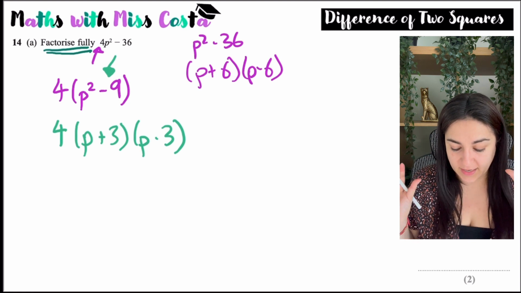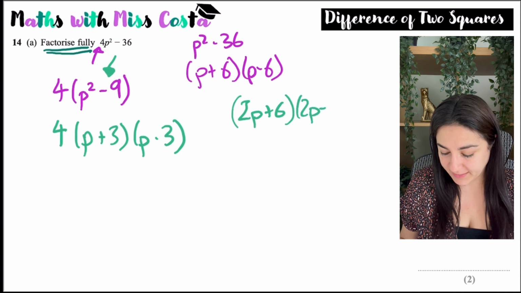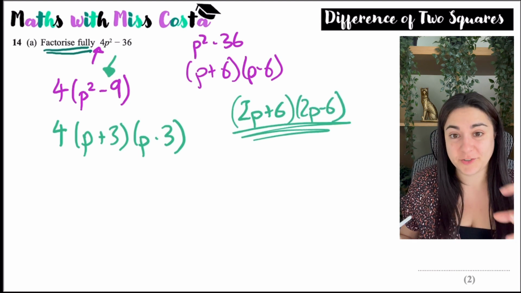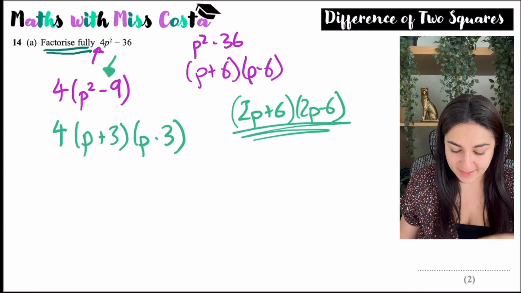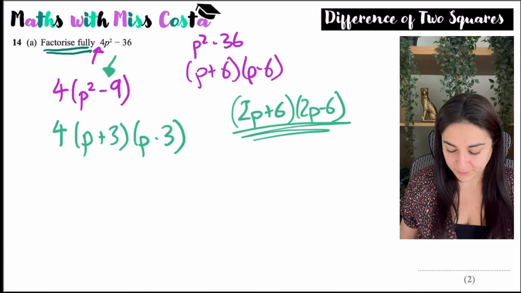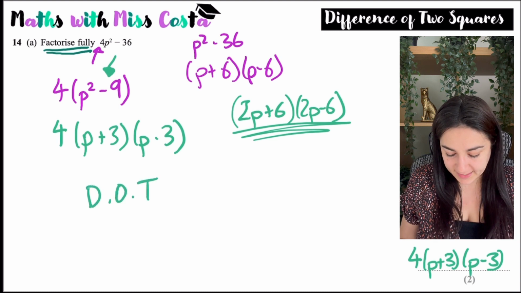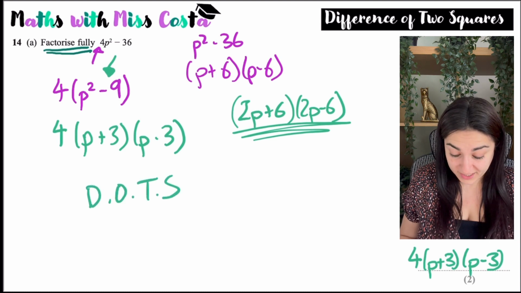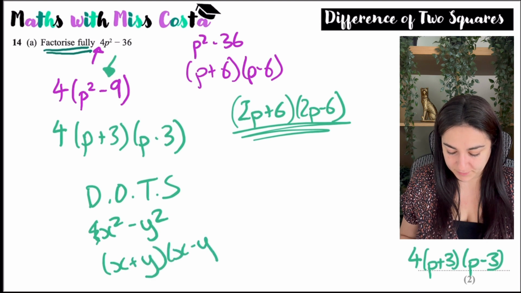This is a lot more factorised than saying (2p + 6)(2p - 6), because when you're factorising, you want to extract as much as you can and put it outside the bracket. So that is the best way to do this when there's a coefficient in front. Factorised fully would be 4(p + 3)(p - 3). And the difference of 2 squares, if you've forgotten, make sure you look it up. But really briefly, it means that if you've got x squared take away y squared, then when you factorise it, it would be (x + y)(x - y).